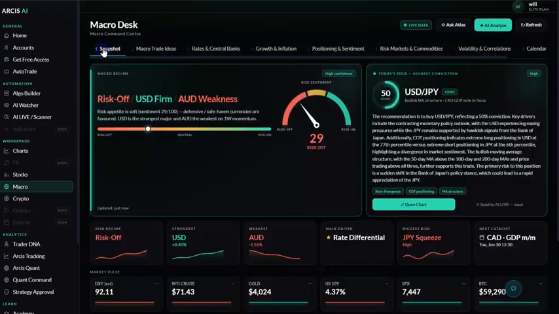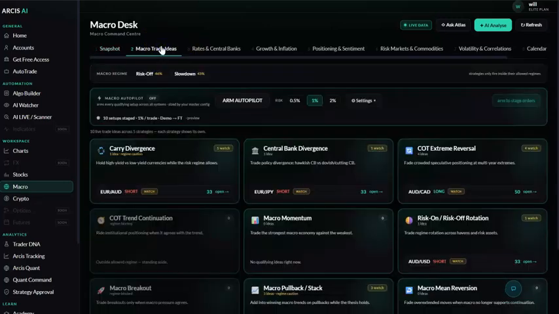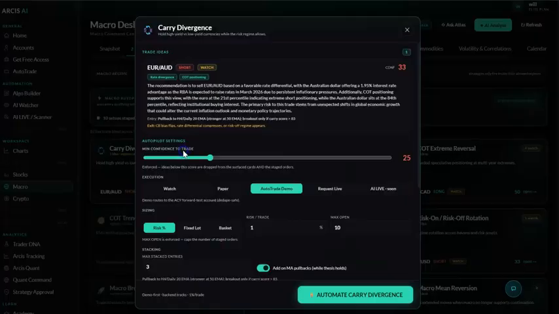So that is the Arcis macro desk, fully automated macro trading. So these are long-term trade ideas, anywhere from 1 week to 1 month or 3-4 months, especially trades like carry trade divergence.